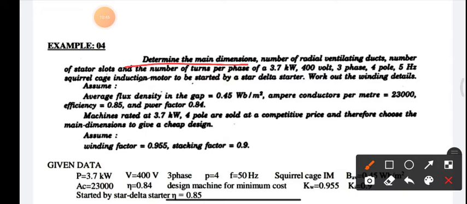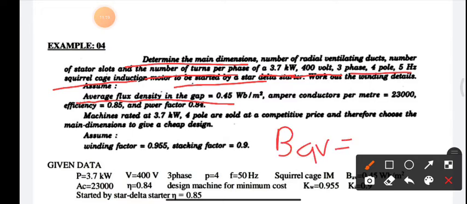Okay, the number of turns per phase of a 3.7 kilowatt, as I said, in a numerical the rating will be given in kilowatt, 400 volt, 3 phase, 4 pole, 50 hertz squirrel cage induction motor to be started star delta. Work out the winding details, that is not related to us. Now the average flux density in the air gap, that is nothing but our BAV, which was our specific magnetic loading which was required, right? So it is given.